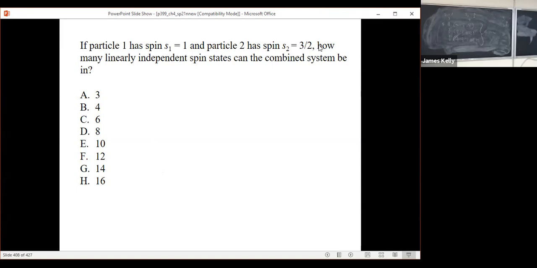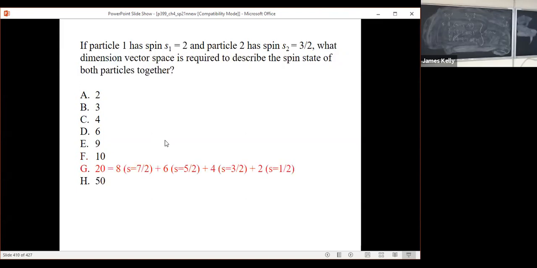Spin 1 and spin 3/2, how many linearly independent spin states can they form? Yeah, so we just did this, 12. That's what we just calculated. Here's the one we did before. This is just another counting example.